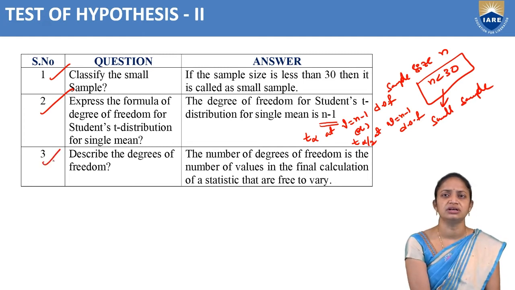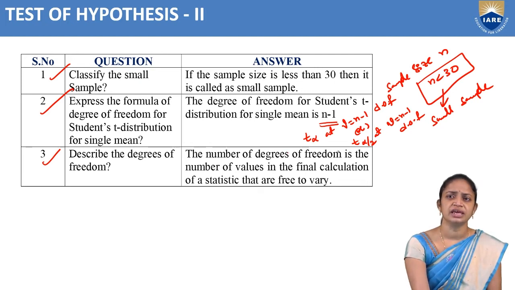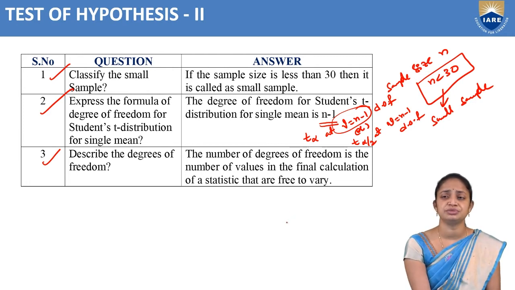Next question: describe the degrees of freedom. What is the definition of degrees of freedom? The number of degrees of freedom is the number of values in the final calculation of a statistic that are free to vary. In T distribution for single mean, we have nu equal to n-1 degrees of freedom. In T distribution for difference of means, we have n1 plus n2 minus 2 degrees of freedom. In F distribution, we have nu1 equal to n1 minus 1 and nu2 equal to n2 minus 1 degrees of freedom. So these are all degrees of freedom.